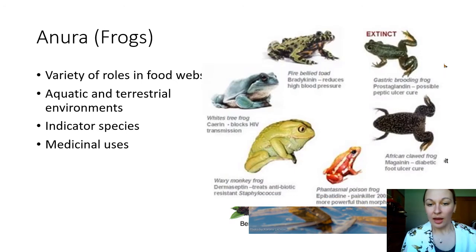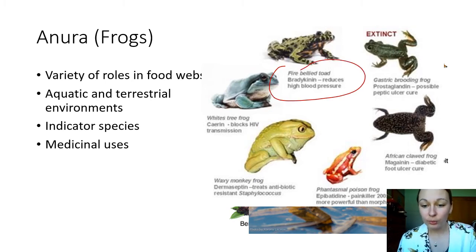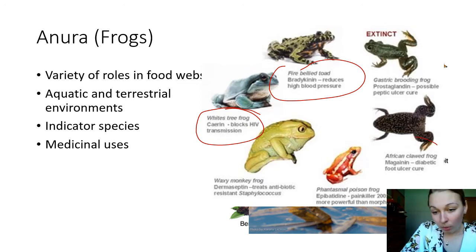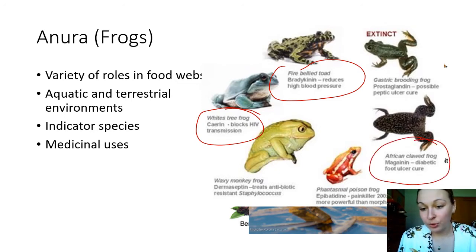And lastly, I included a medicinal use infographic just because I think it's kind of cool, and I bet a lot of people don't know this about amphibians in general, but frogs as well. If we look up here, that toad was actually used in the development of a high blood pressure medicine, or this frog was used in the development of blocking an HIV transmission, or over here, that frog was used in a diabetic foot ulcer cure. So just some weird stuff, but frogs are important not only for the environment, but they're also showing more and more importance for human health as well.